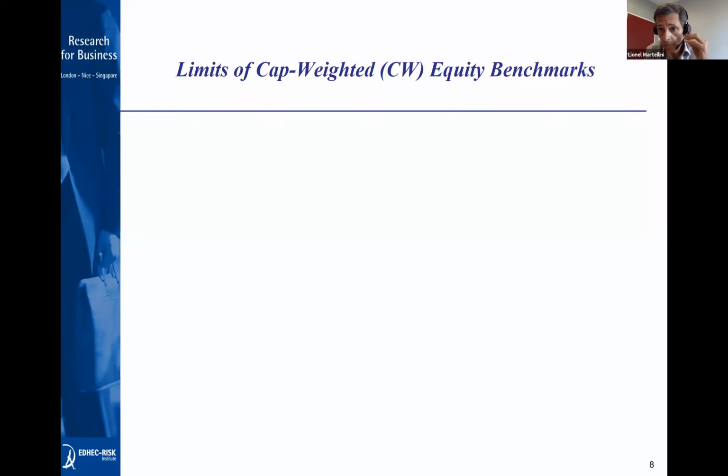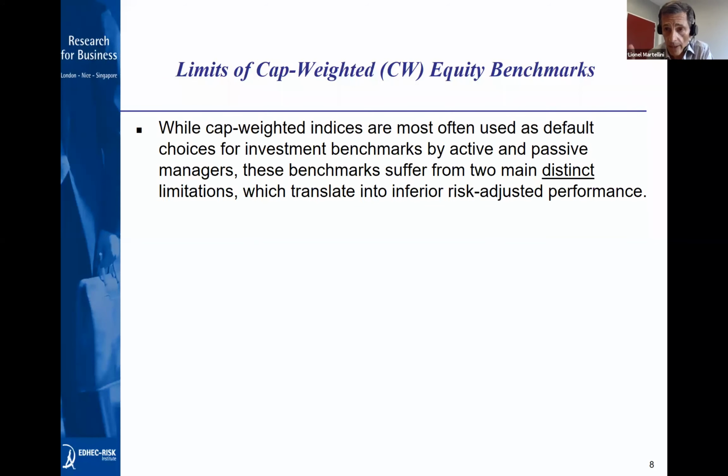Now, the point I'm going to make is the S&P 500 index as a benchmark doesn't allow you to do a good job at harvesting risk premia within the equity market. That will be the point I'm going to make. Now, there are two reasons, not one, but two reasons why a cap-weighted index is not a good starting point, even though it is most commonly used, or it has been most commonly used as a default starting point.